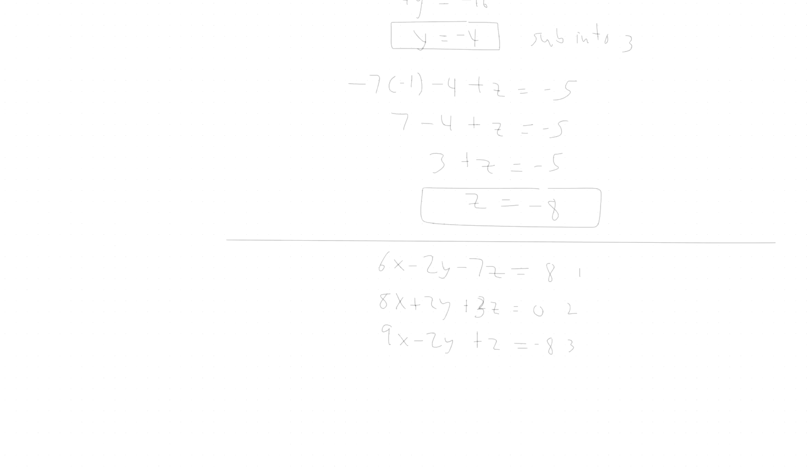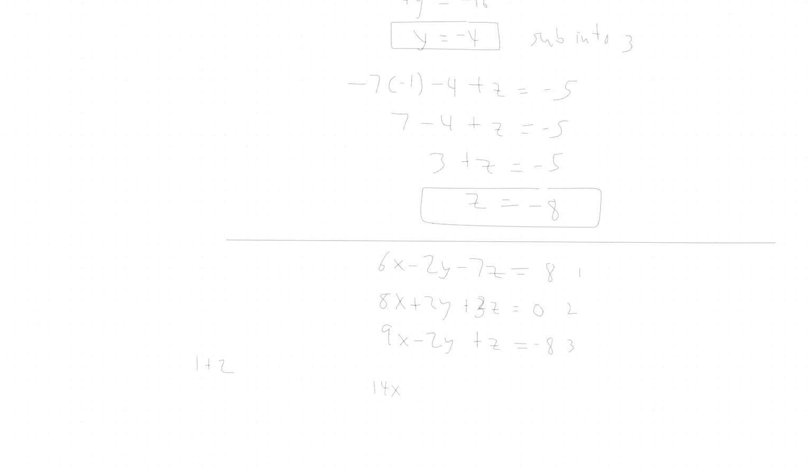Yep. Okay. All right. Switch over to the whiteboard. So look at the y coefficients. All of them are 2 or negative 2, right? So what can we do first? You add 1, 2. 1 plus 2, yep. What's 6x plus 8x? 14x. Okay, so 14x, and then the 2y's will cancel out.